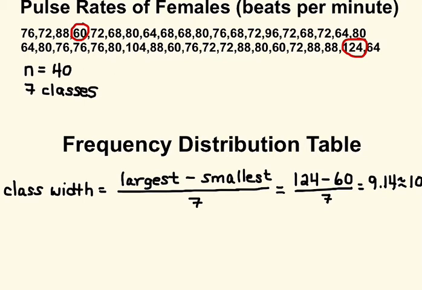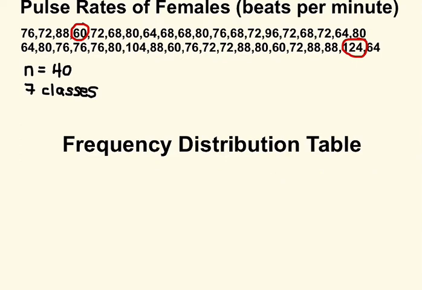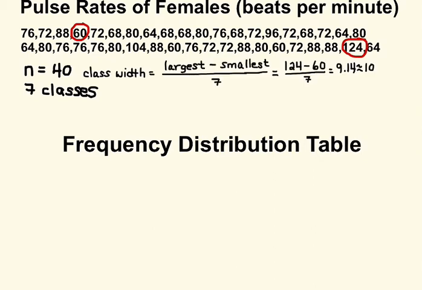Now, let me go ahead. I'm going to shrink this down so we can create the distribution table on this page. So hold on, it disappears for a minute while I resize it. And I'm going to make it a little bit smaller so I can fit it up above right there. And there you see, class width is equal to the ratio of the difference between the largest and the smallest value divided by the number of classes. So we have a class width of 10 beats per minute, 40 values, and 7 classes. Okay, so we're going to start by creating our first class.